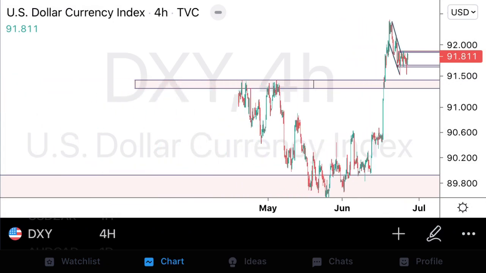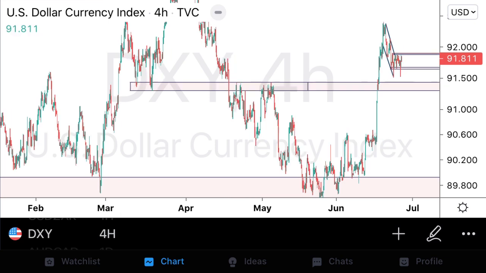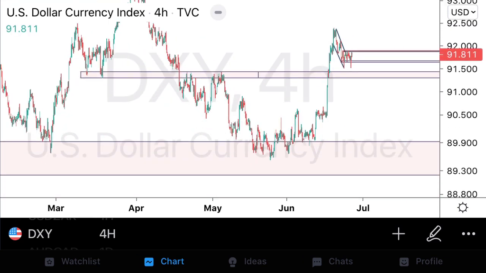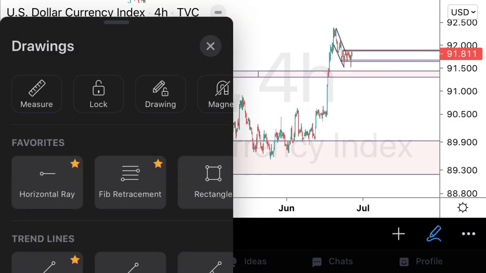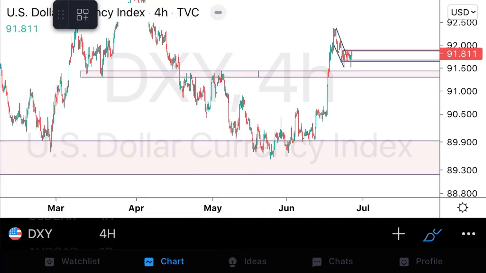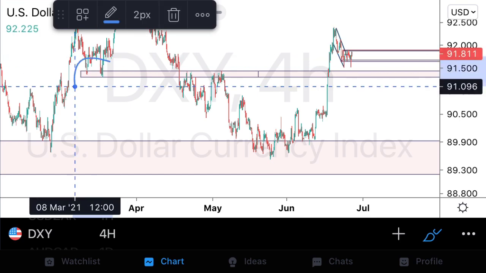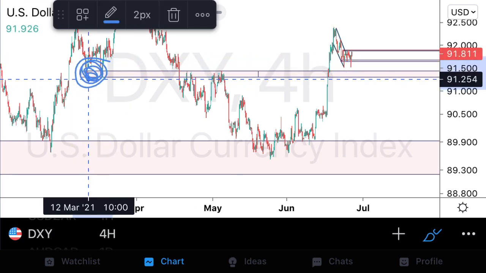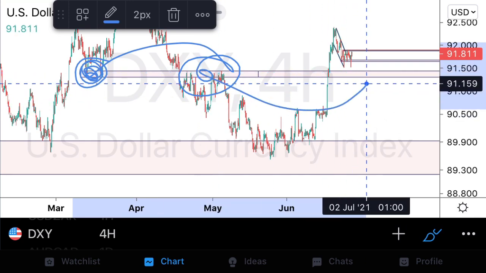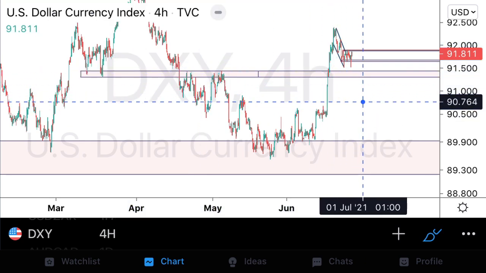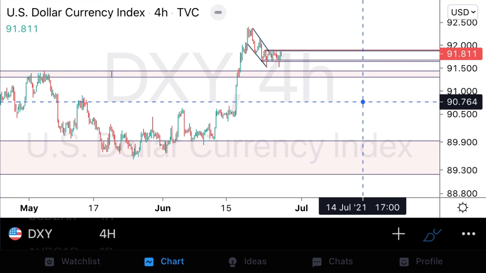Now on the DXY, guys, we'll just keep to the 4 hour just because we've done some previous analysis on the DXY. What we have noticed with our previous analysis is that this market previously tested this area as support, then as resistance. Hence, this is an important swap area where we'd be looking for reactions.